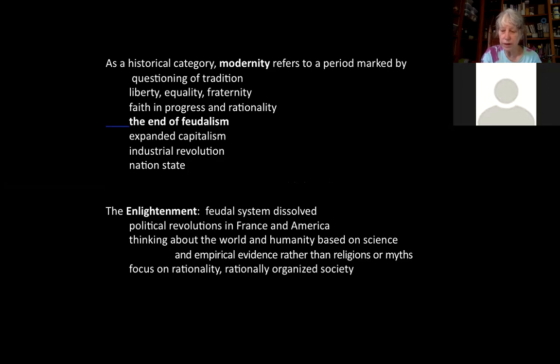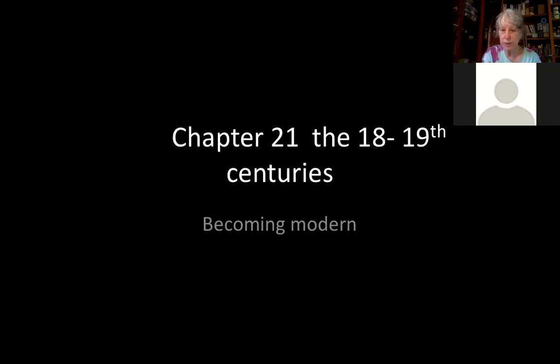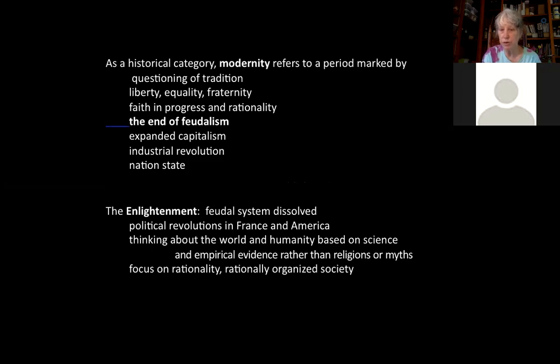But as the chapter title says, becoming modern, what does that mean? Okay, so the question is, what is modernity as a historical or social category? It's different from modernism in the arts, which we'll get to later, and that confused me for a long time. But right now, we're just focusing on modernity as a historical phenomenon. So what modernity means is basically the end of feudalism, as it says here.